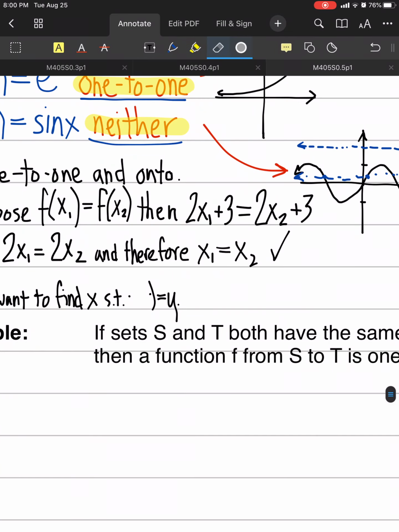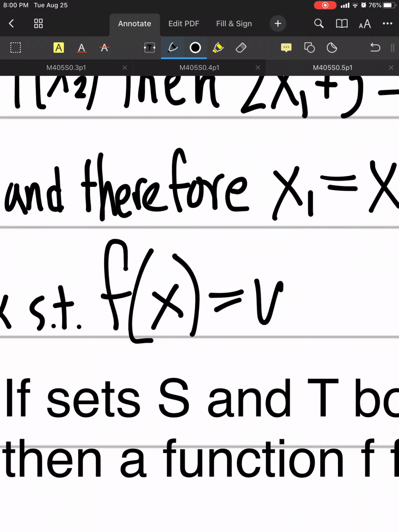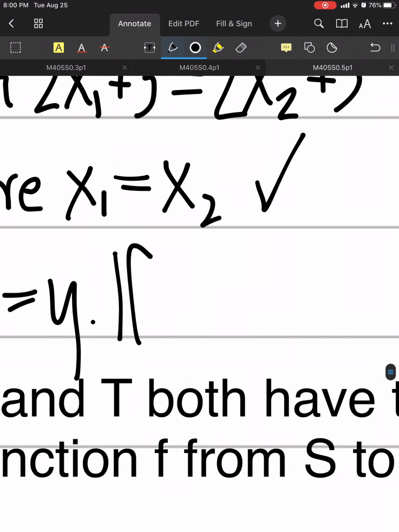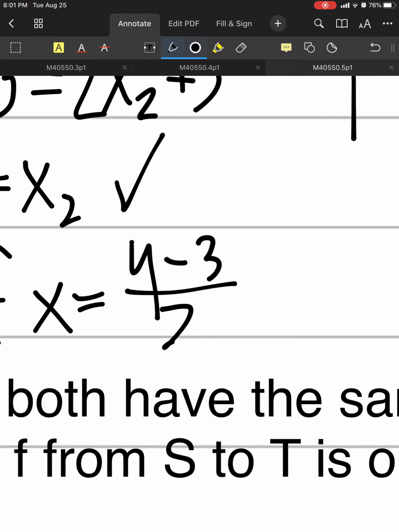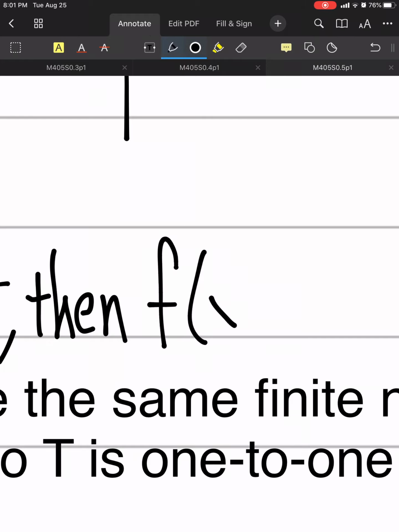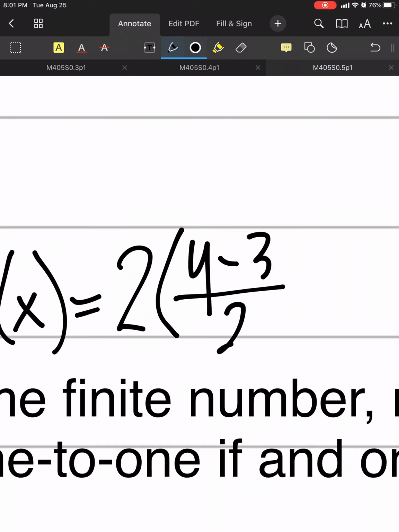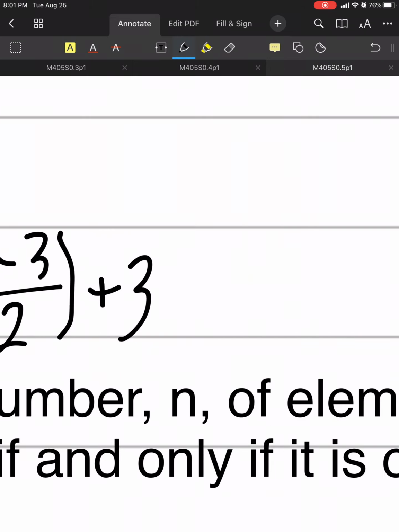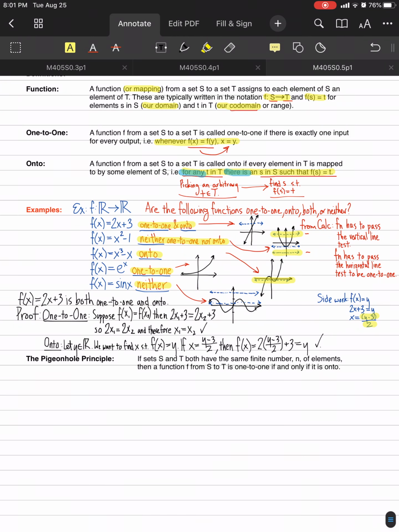Let me make this a little bit bigger because I do have room for it there. Okay, such that f of x equals y. If x equals, what did I say, (y minus 3) over 2, then f of x equals 2 times (y minus 3) over 2, plus 3, equals y, and then we can make our check mark again for that one. All right, and so that is all it takes to prove a function is one-to-one and onto.